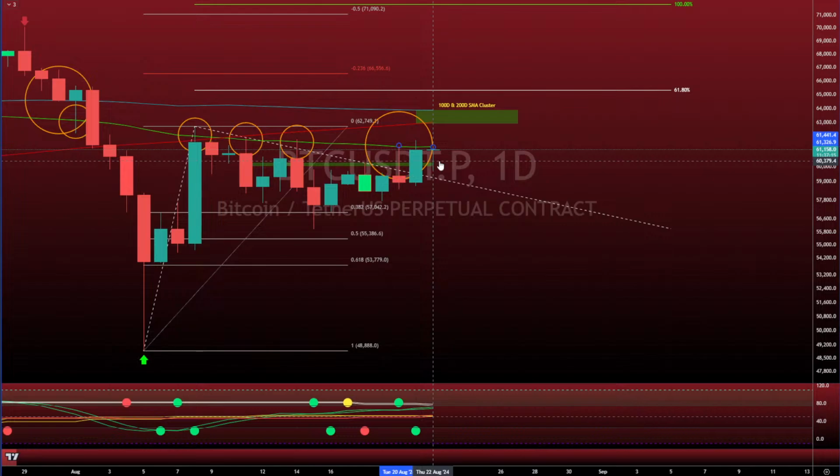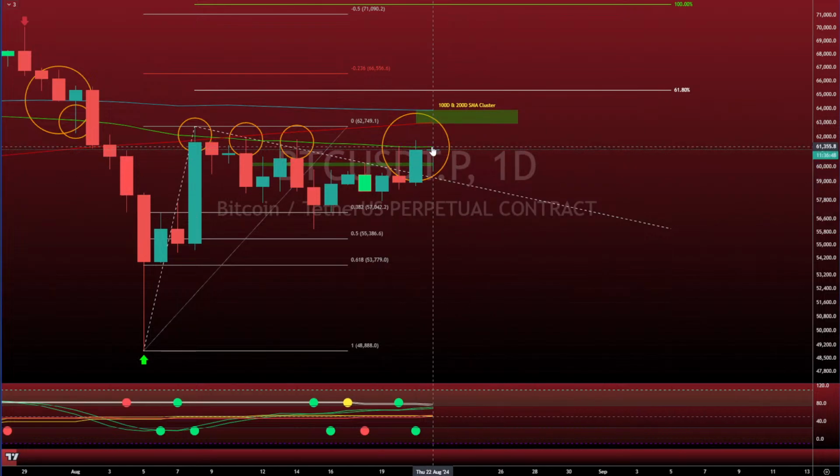But one thing I'm going to say about the follow through is it stopped at that 50 daily simple moving average. So from a mean reversion standpoint, we have satisfied the requirements for mean reversion, but we have continued to get rejected off of that. And today's candle doesn't look bad. It really doesn't look bad here at 61,150.